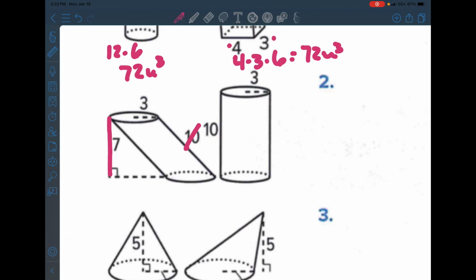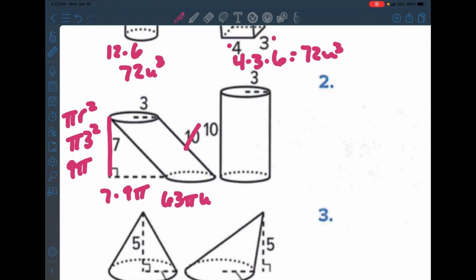So capital B is pi r squared. So we're going to go 3 squared, which is 9 pi. So that's capital B for both of them. And then on the first one, we have to do 7 height times 9 pi. So 7 times 9 is 63 pi units cubed.